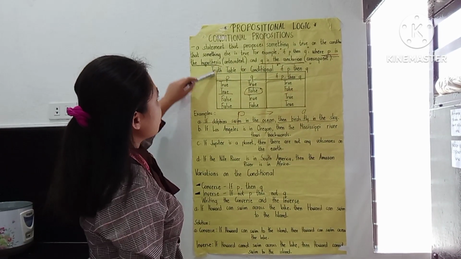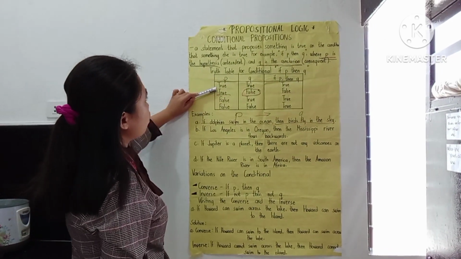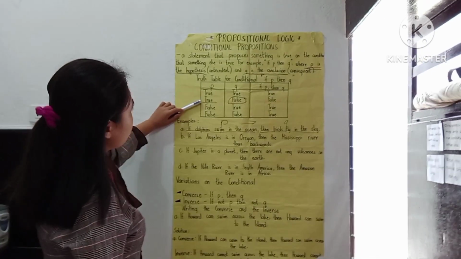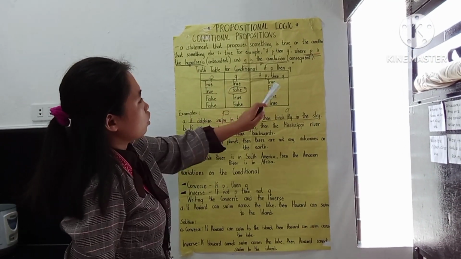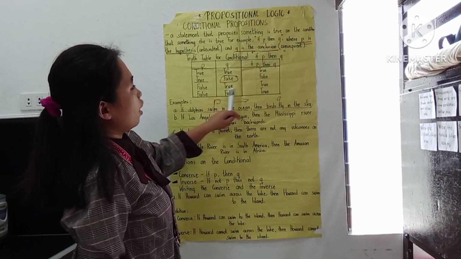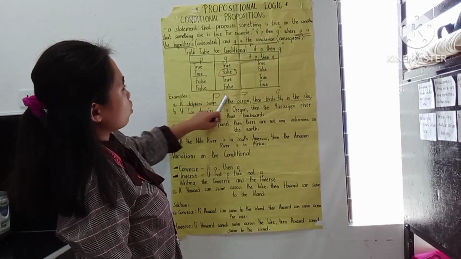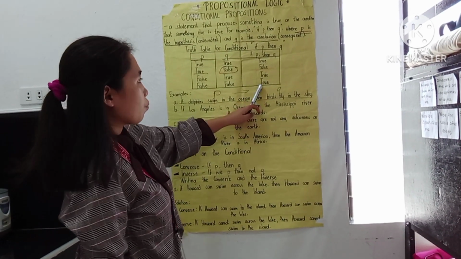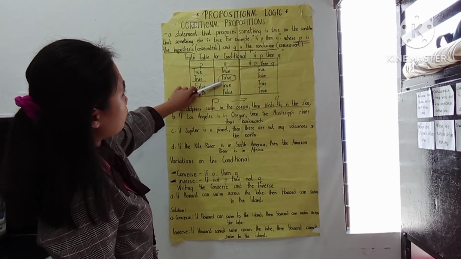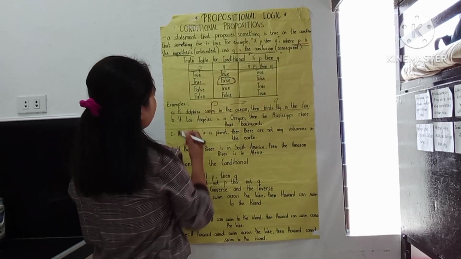So, this is the truth table for conditional proposition if P then Q. If P is true and Q is true, the conditional proposition is true. If P is true and Q is false, the conditional proposition is false. If P is false and Q is true, the conditional proposition is true. If P is false and Q is false, the conditional proposition is true. So, a conditional proposition can only be false if the conclusion is false and the hypothesis is true.